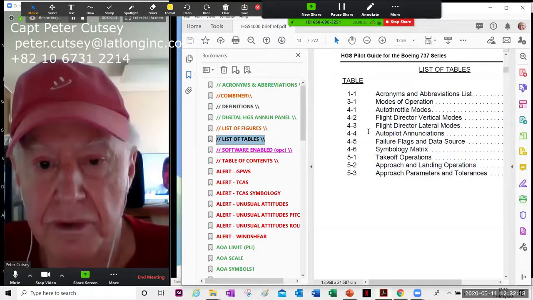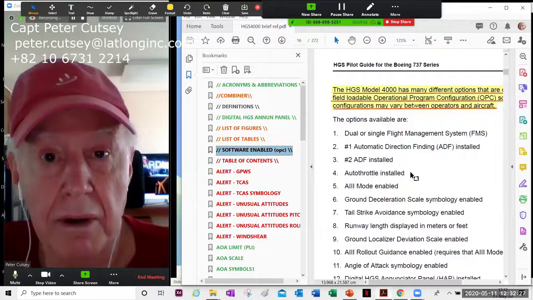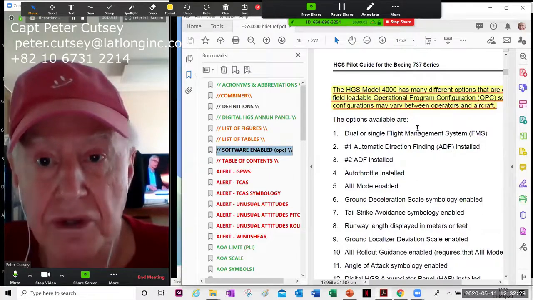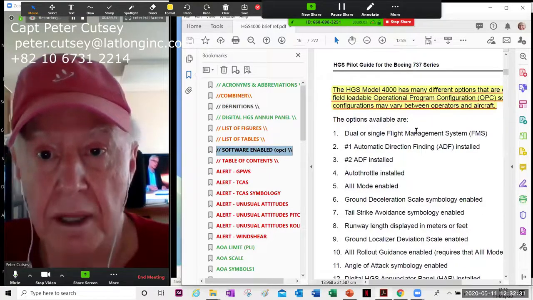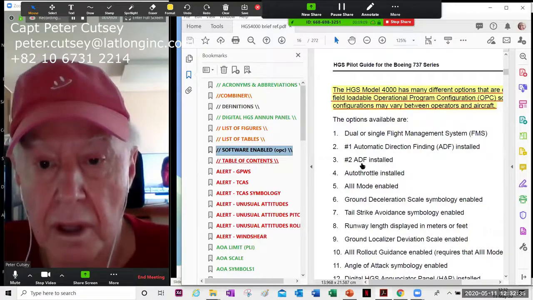Software enabled. There are many options that you can get with HUD, so it depends on what options your company has bought. All of those options are listed in the manual. And there's the table of contents.